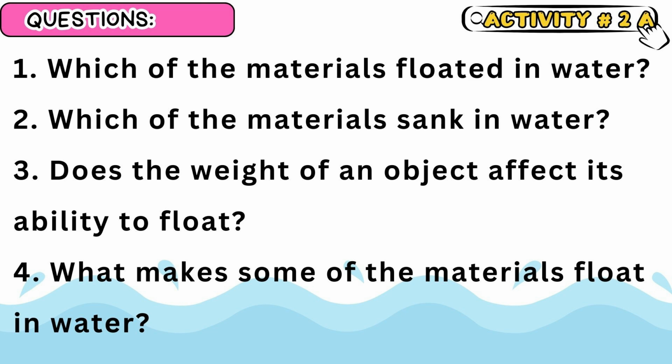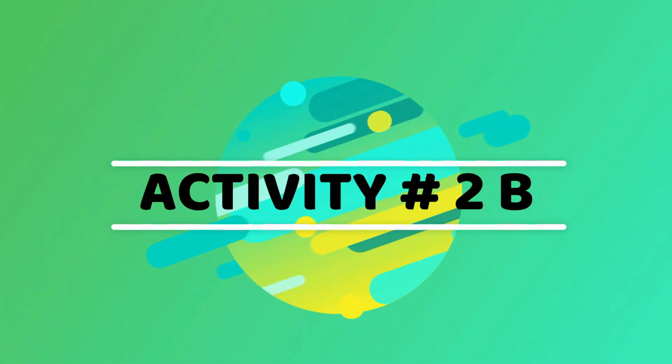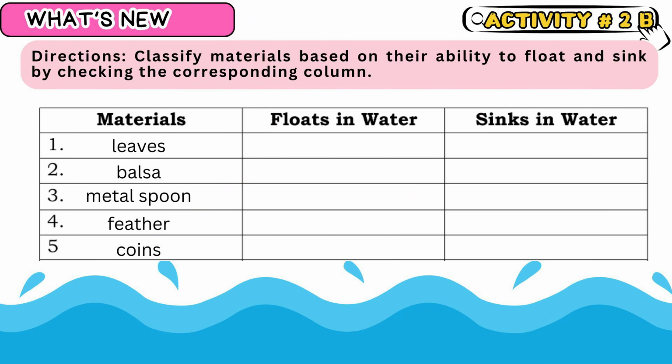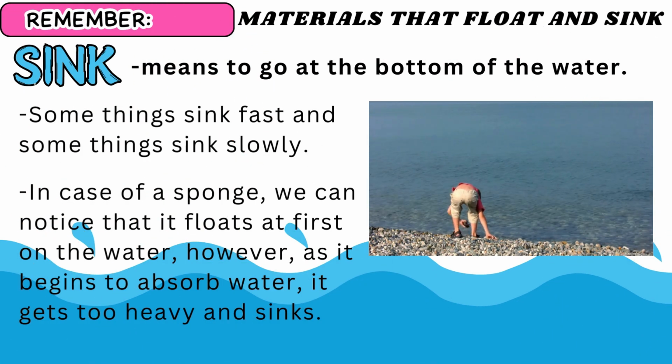Now, let's move on to another activity. Activity number 2B. Directions: classify materials based on their ability to float and sink by checking the corresponding column. Again, answers to the different activities will be provided at the end of this video lesson. For better understanding of the activities, read and understand the following information.